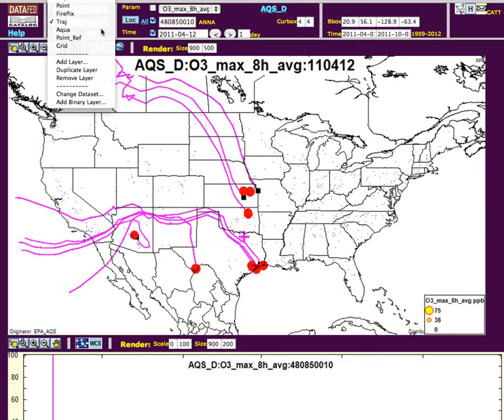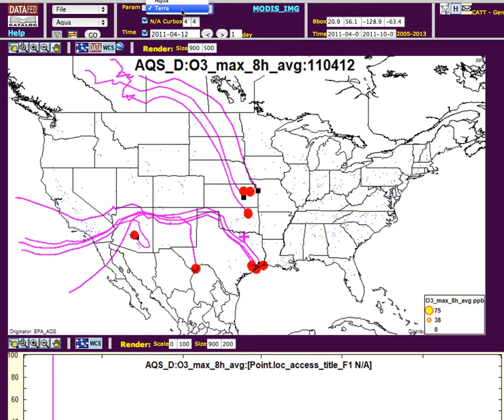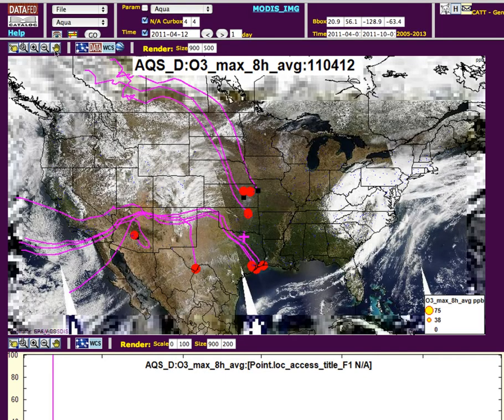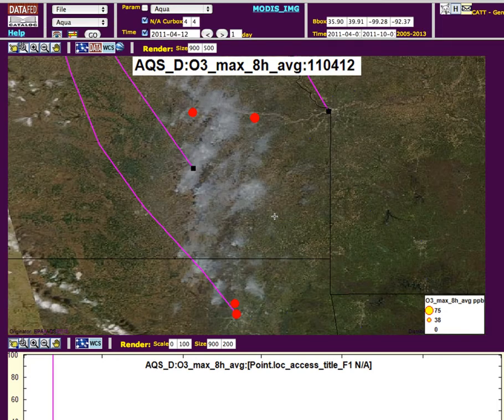This image layer from the NASA Aqua satellite shows the smoke originating from the Kansas fires. If we zoom in on the fire region, we can see the presence of smoke in the vicinity of the stations that measured concentrations above the ambient air quality standard. The fires represent the exceptional source over the eastern Kansas region.